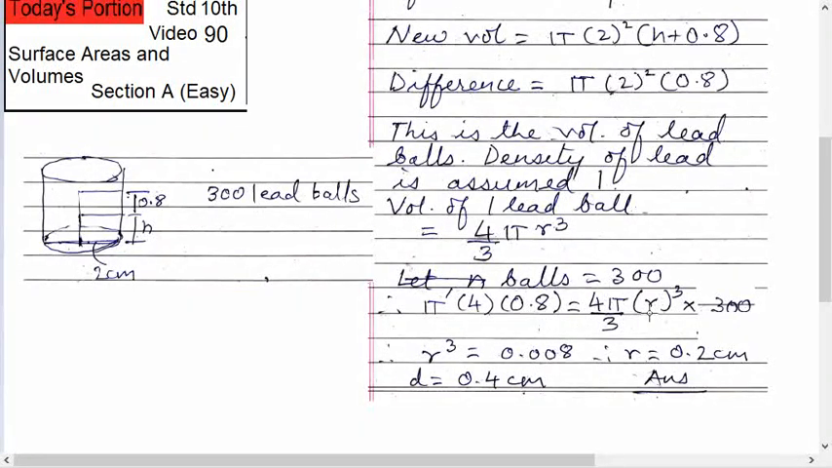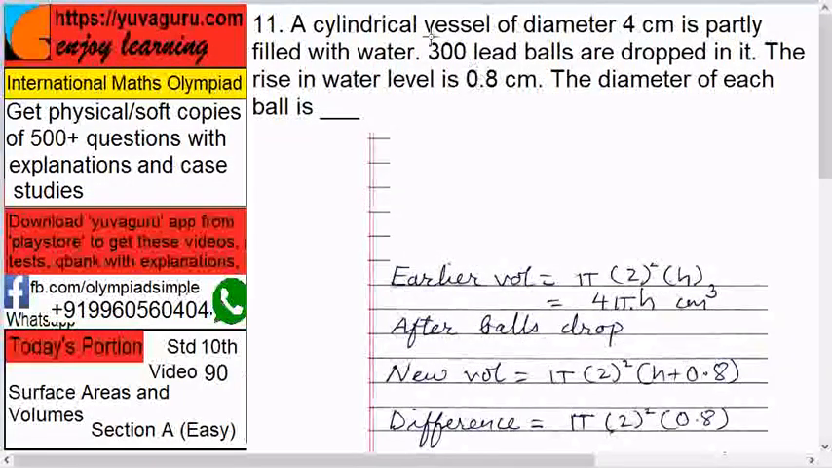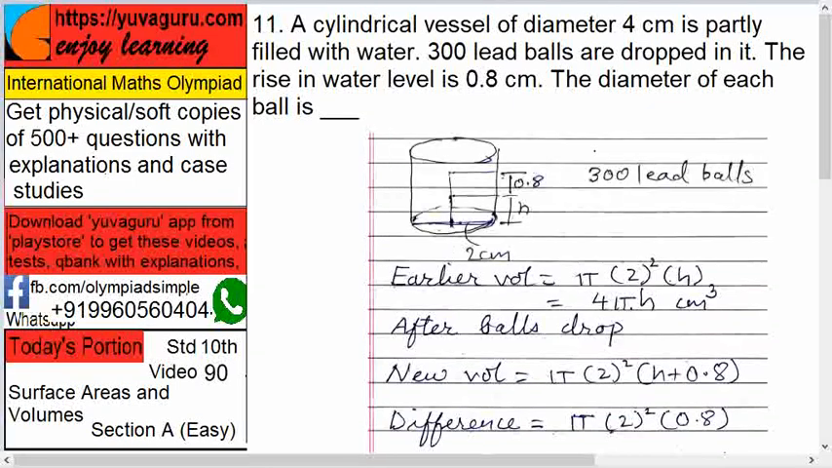Pi gets cancelled. Many things get cancelled and we get r cube equals 0.008. So if the cube is 0.008, what will r be? 0.2. Because if you multiply 0.2 into 0.2, it is 0.04, and 0.04 into 0.2 is 0.008. So the radius you get is 0.2 centimeter. So the diameter is 0.4, 2 times. So that is the size of each lead ball.